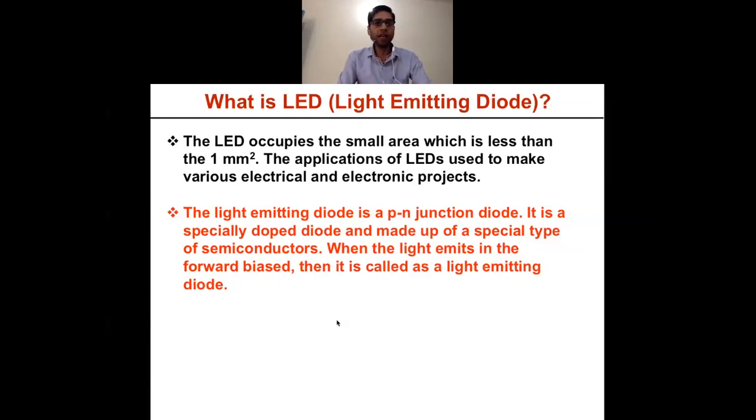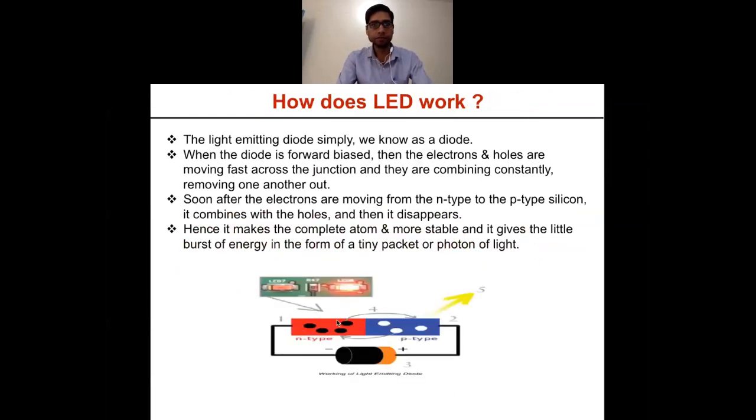LEDs are used to make various electrical and electronic projects. The light emitting diode is nothing but a PN junction diode. It is an especially doped diode made up of a special type of semiconductor. When it emits light in forward bias, it is called a light emitting diode.